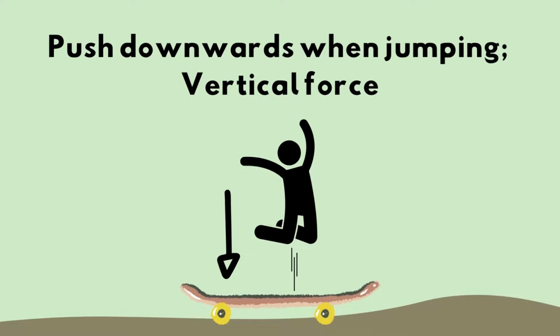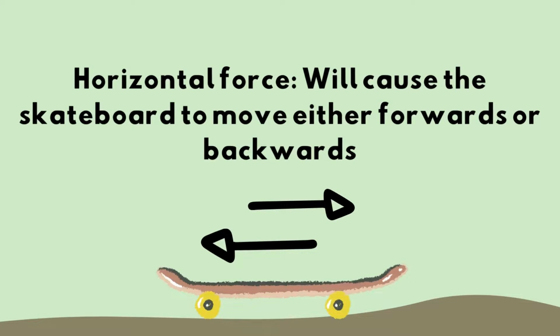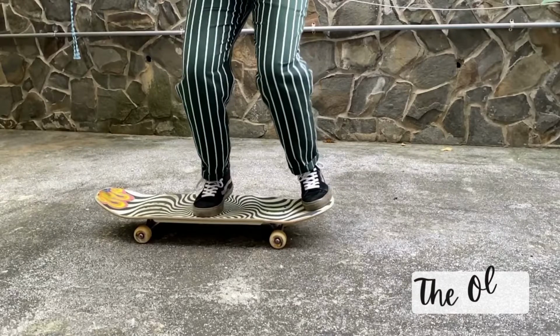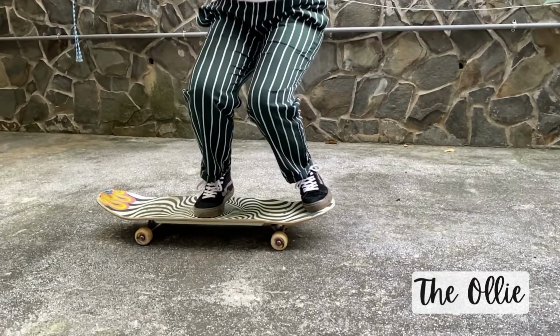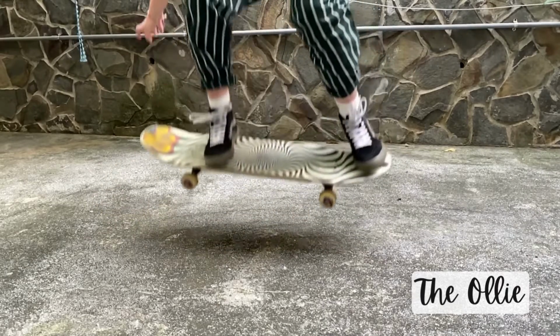The skateboarder needs to push down vertically when jumping. Any horizontal force will make the board go farther forwards or backwards. It will follow a parabolic arc when jumping through the air as a result. Here is another basic trick, the ollie. Remaining in a stationary position, the skateboarder pushes down with both feet, with the force in one foot larger than the other.